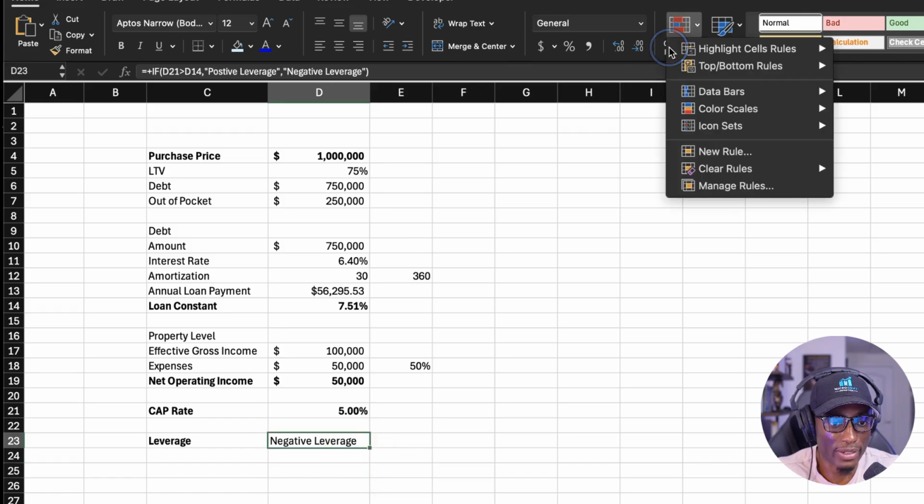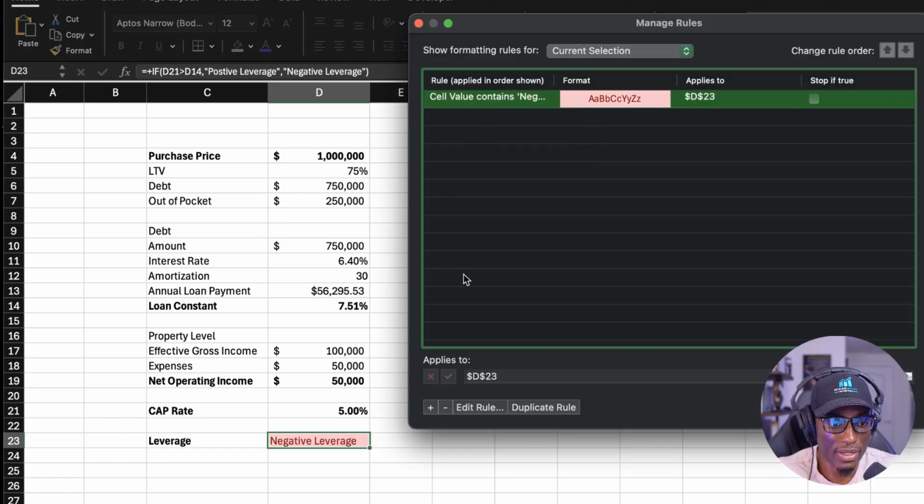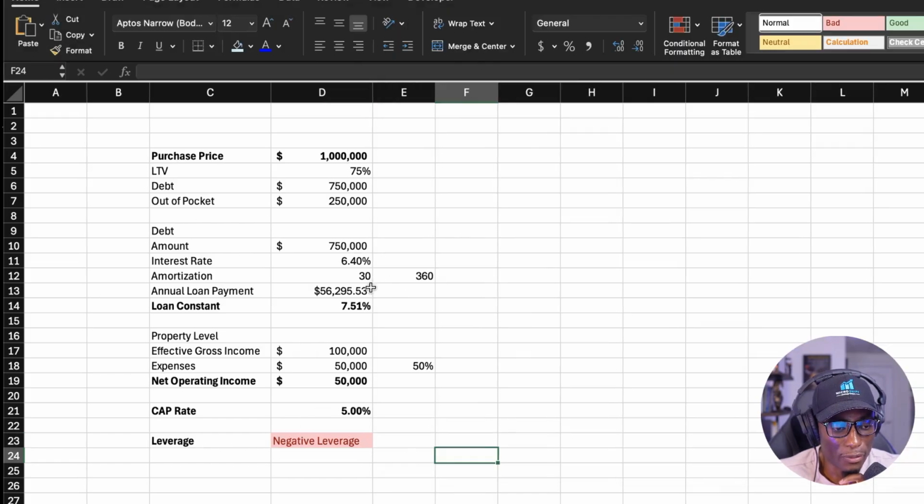Let's put formatting on here. If that cell contains negative leverage, turn it red. However, if it contains positive leverage, I'm just going to duplicate this, change this rule, and turn it green. What is this telling us? If we look at this practical example, say this is a deal that you're looking at. You purchased it for $1 million.